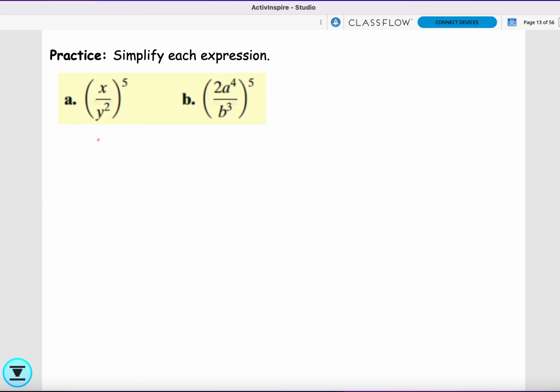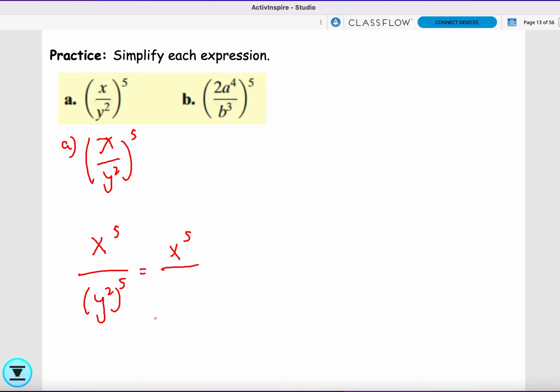Here is another practice problem. Simplify each expression, guys. Pause here to try them on your own. So let's take a look at A. It'll be x over y squared to the 5th power. So that means we're going to put the 5th on the top and on the y squared. But x to the 5th is just x to the 5th, right? Because it's 1 times 5. Here we have 2 times 5, right? Power to a power, we multiply. So then we get x to the 5th over y to the 10th. And we're done with A.